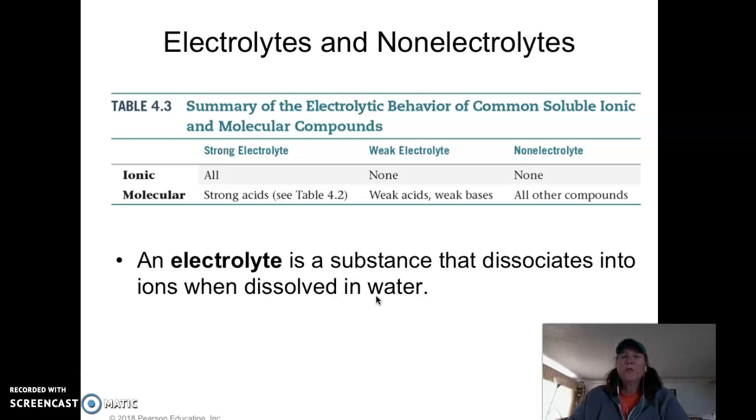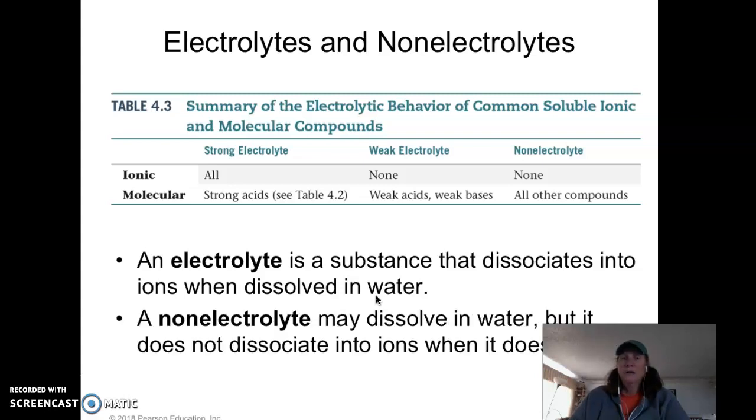There are strong electrolytes, and that means they break down completely. There are weak electrolytes, which are not fully committed. And then there are non-electrolytes. They don't conduct at all. An electrolyte is a substance that dissociates into ions when dissolved in water.